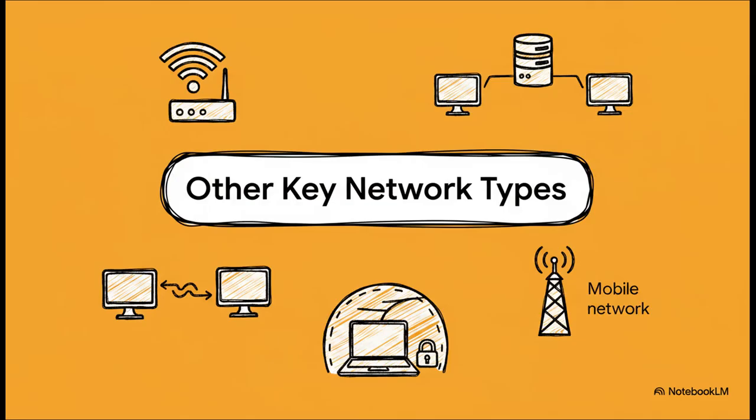Now, there are a few other types you should be aware of. You've got wireless networks, obviously. Client-server networks are super common in businesses, where a powerful server provides services to lots of other computers, or clients. And you've probably heard of a VPN, a virtual private network, which is like a secret, secure tunnel for your data over the public internet. But like I said, for your exams, the LAN is king. So let's zoom in on that.